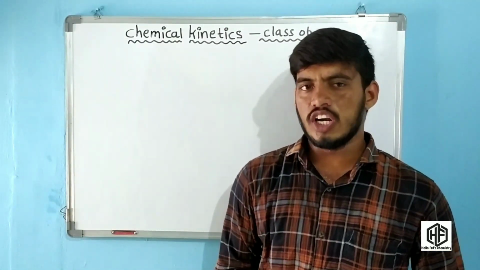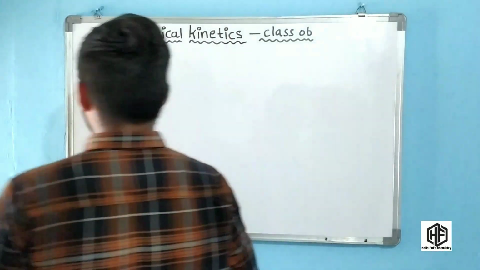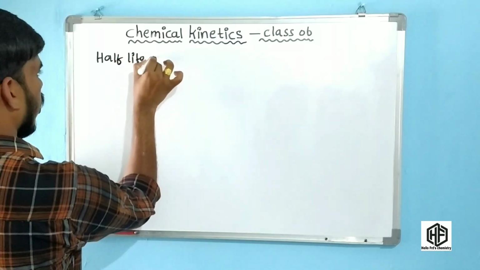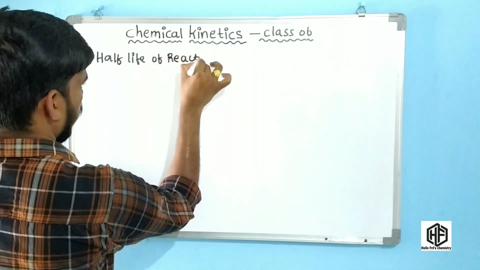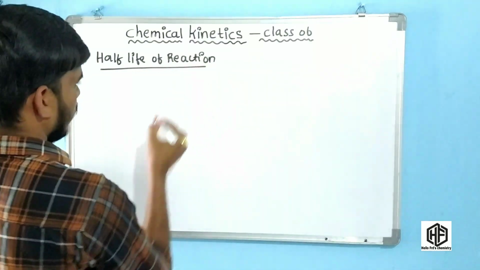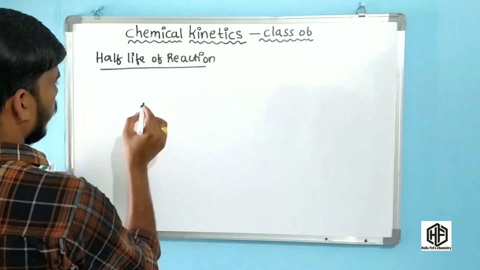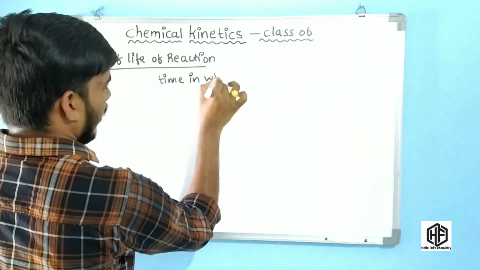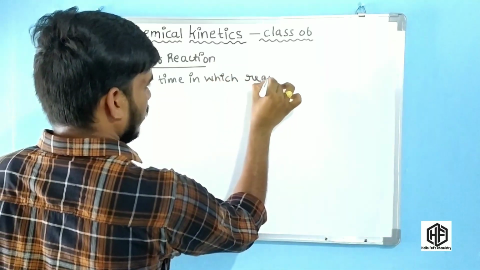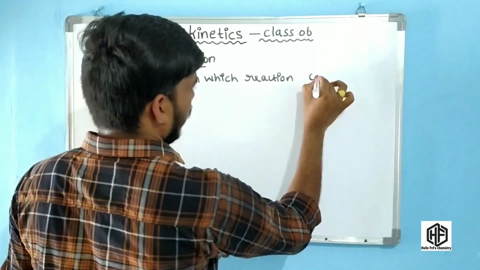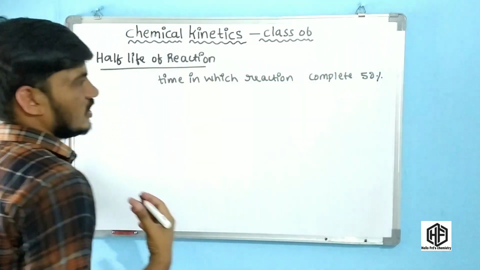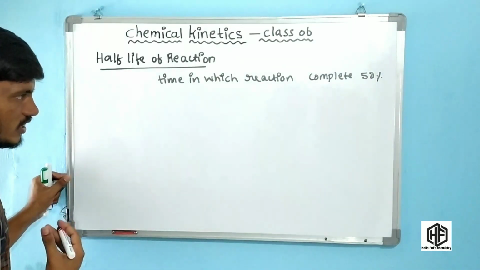Friends, now one more important point in zero order reaction, that is called the half-life of reaction. What is the half-life of reaction? The half-life of reaction is the time in which 50% of the reaction is complete. That is called the half-life of reaction.